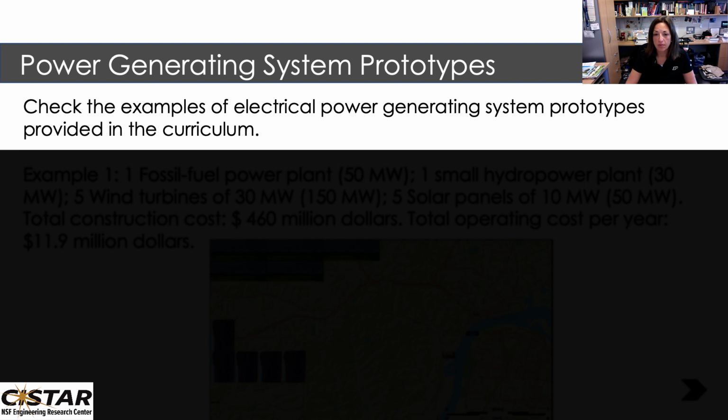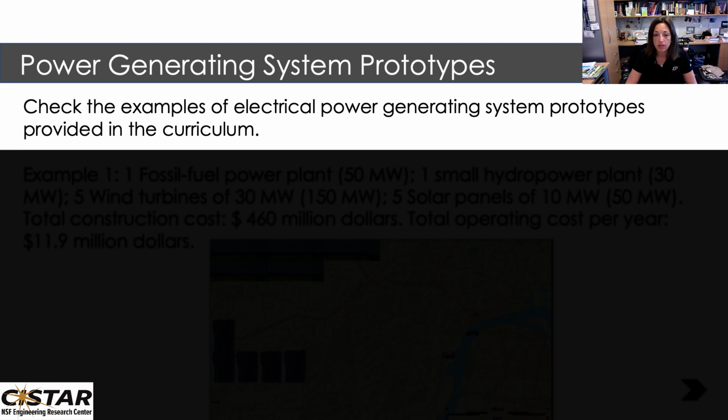Their final prototype should inform the quantity and type of each power plant chosen, how many megawatts each of them generates, the total construction cost, and the total operating cost in dollars. Take a moment to look at the example in this slide.